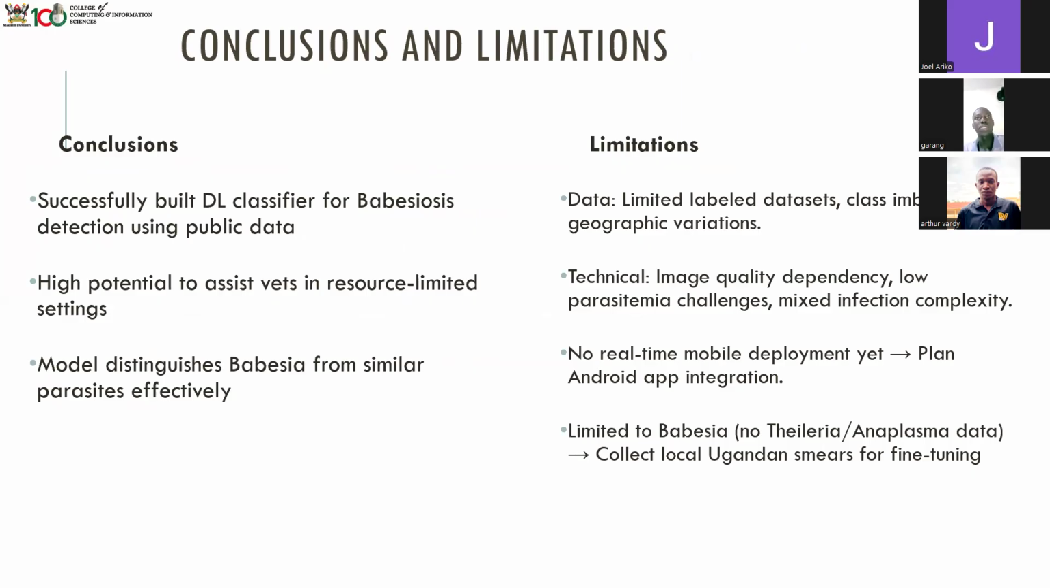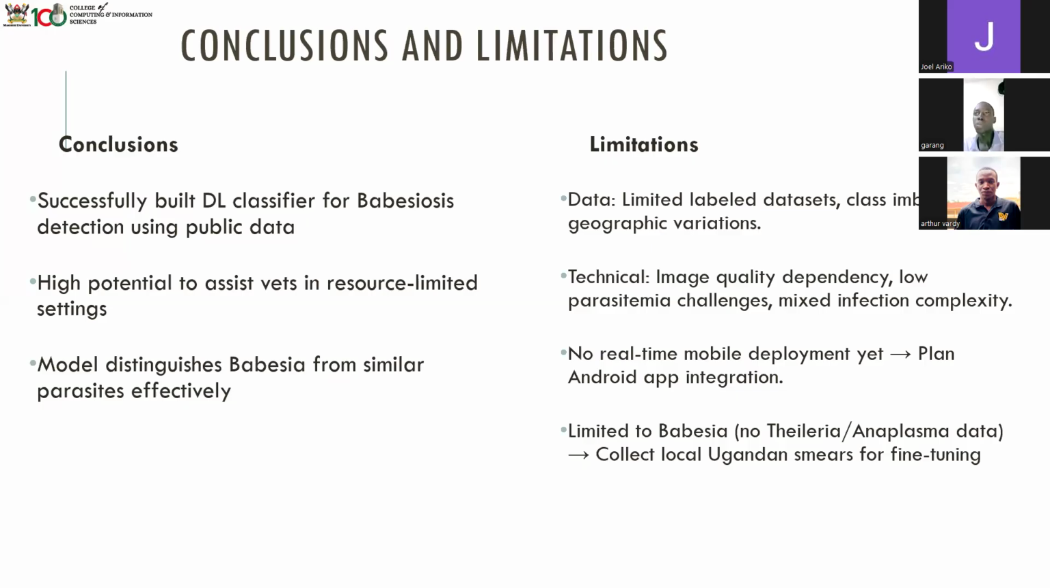Conclusion. So in conclusion, we want to build a DL classifier for babesiosis detection using a public dataset. High potential to assist veterinary doctors in resource limited settings. Model distinguishes Babesia from similar parasites effectively. So we want it to differentiate between Babesia and other diseases or parasites that look like it.